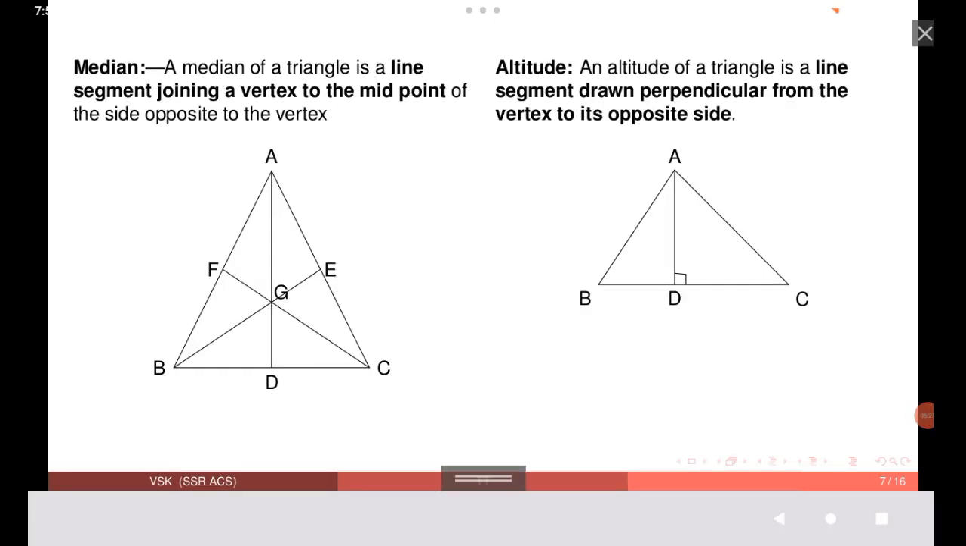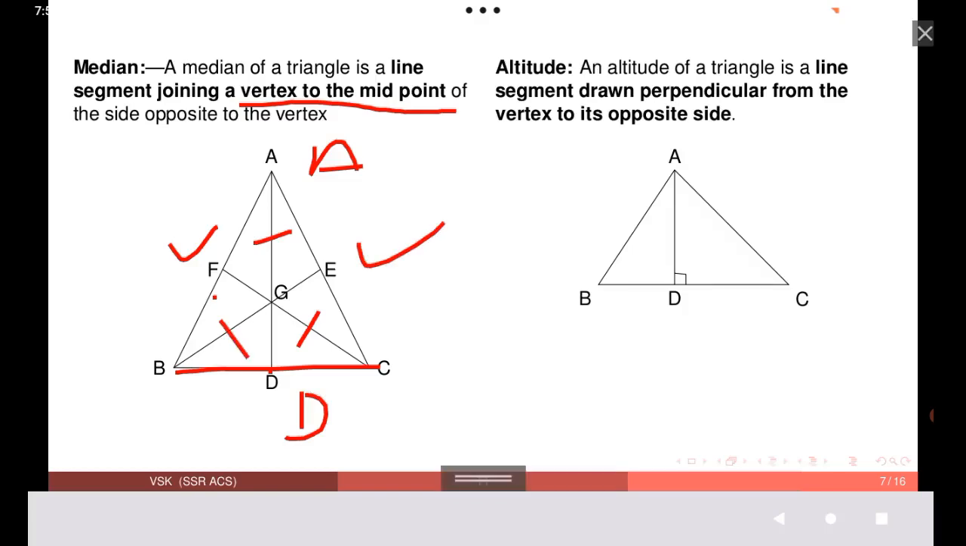Now what is meant by median? A median of a triangle is a line segment joining a vertex to the midpoint of the opposite side. From A, join the midpoint of BC, D. So this is a median. Similarly, from C, join the midpoint of AB. So this is a median. And from B to E, E is the midpoint of AC. So this is a median. So these three medians are there.